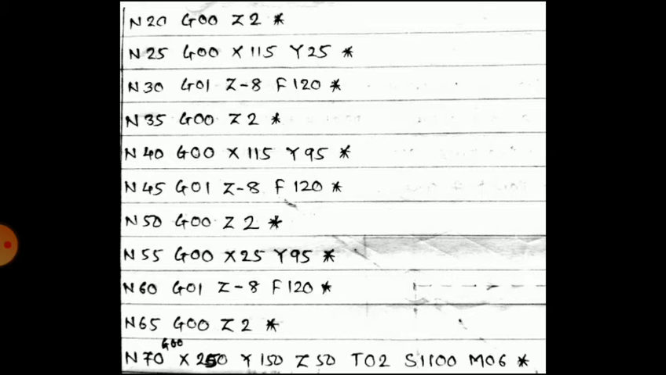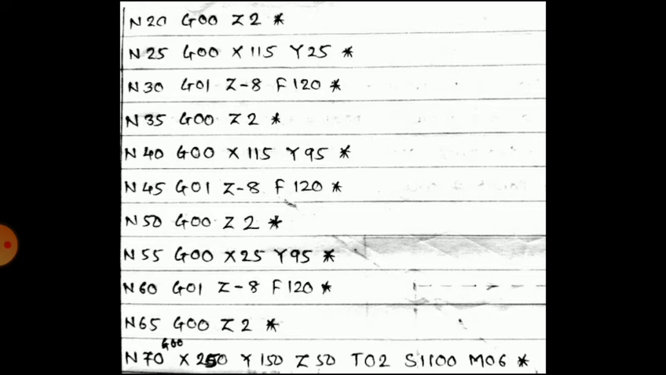So N30 G01 Z-8 F120. So move the tool 8 mm below the top surface. So the 8 mm value is assumed, at a controlled feed rate. Then N35 G00 Z2. So move the tool back out of the hole, 2 mm above the top surface. So there is no machining operation involved. So G00, that is the rapid movement of the tool.